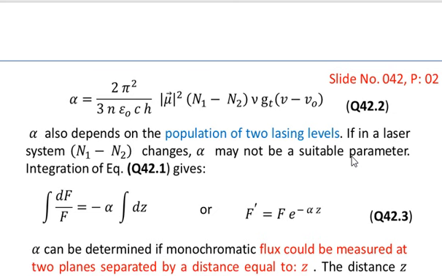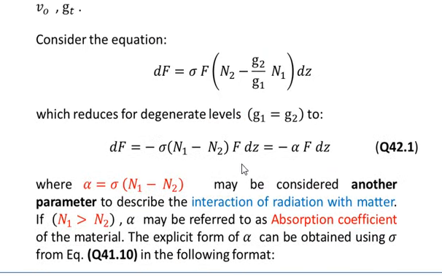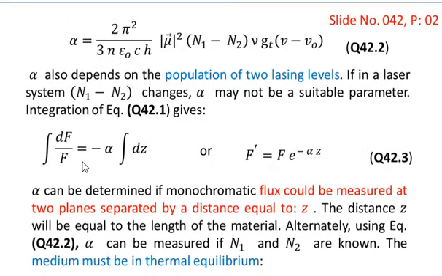So let's integrate equation 42.1. We arrange dF over F on the left hand side, and the other parameters on the right hand side as shown, and then we integrate both sides. So we have the integral of dF over F is equal to minus alpha times the integral of dz, and on the left hand side we have the integral, which will be in the form of the natural log of capital F, and on the right hand side we have minus alpha into z plus some constant.